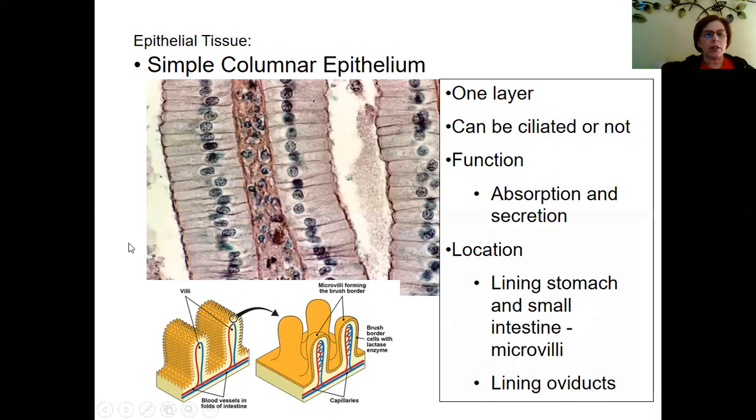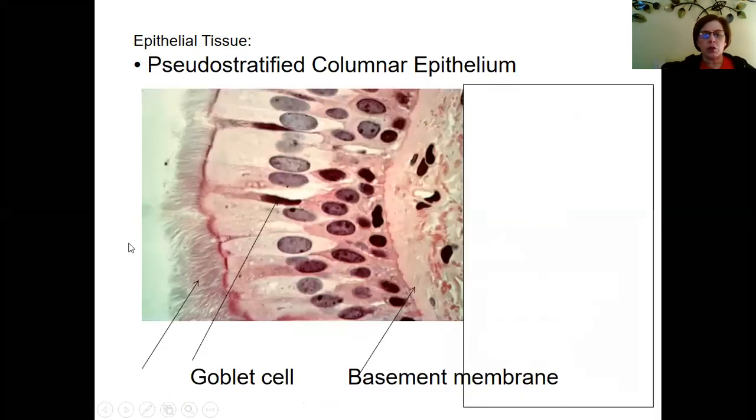All right, moving on to our next tissue. We have pseudostratified columnar epithelium. That is a mouthful. When you say that, you sound like you're really smart.